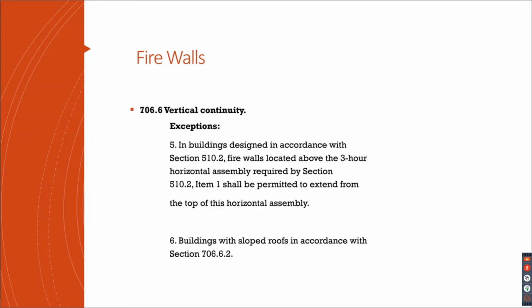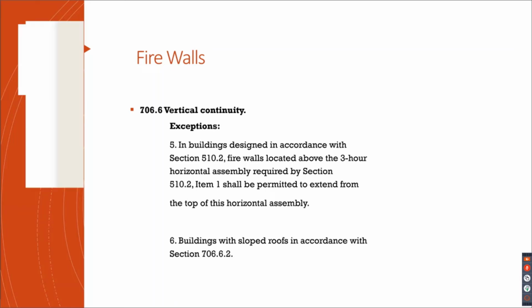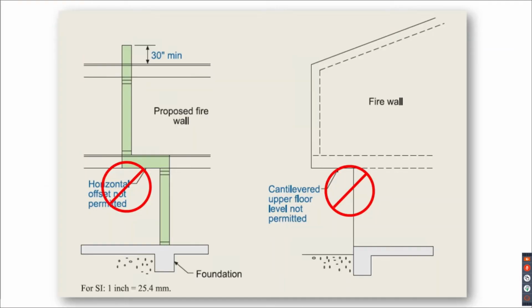And then exception 5, in buildings designed in accordance with section 510.2, firewalls located above the 3 hour horizontal assembly required by 510.2, item 1, shall be permitted to extend from the top of this horizontal assembly. And exception 6, if you have sloped roofs, then go to 706.6.2 for the specifics. And again, no offsets. You have a firewall, it's ground to ground to sky. Think of it that way. You don't have horizontal offsets, straight up and down.